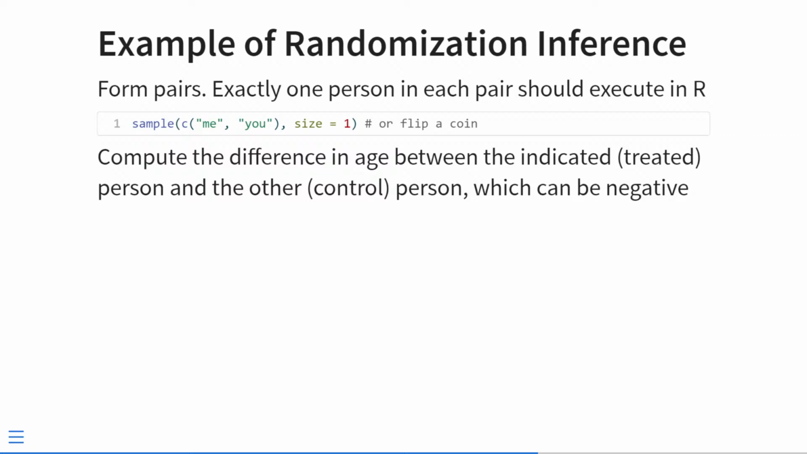All right, so do that with your neighbor: form pairs, randomize who's treated and who's control, and come up with that number. Randomly designate, or just arbitrarily designate, someone as treated and someone as control. What is the difference in age in the pair between the treated person and the control person?